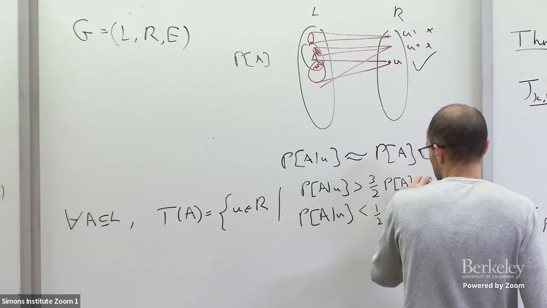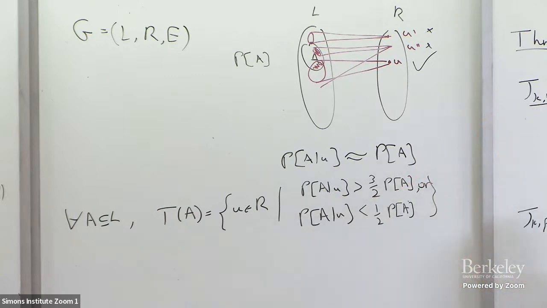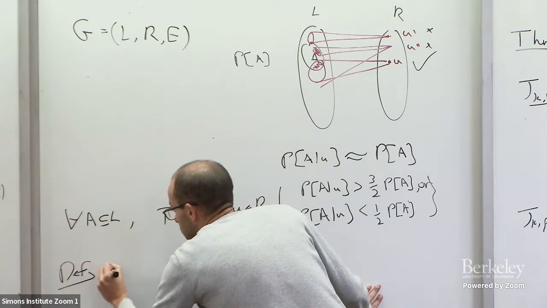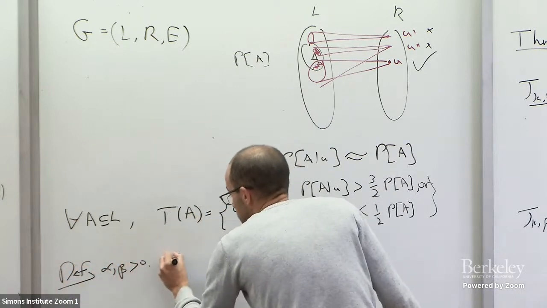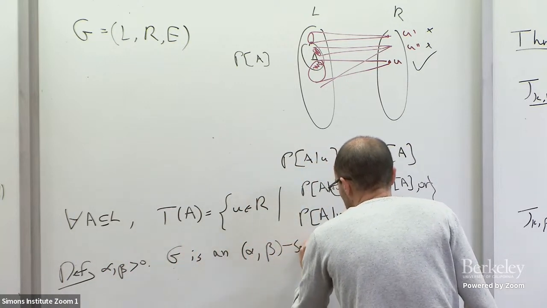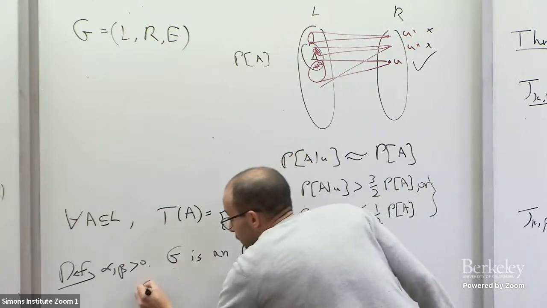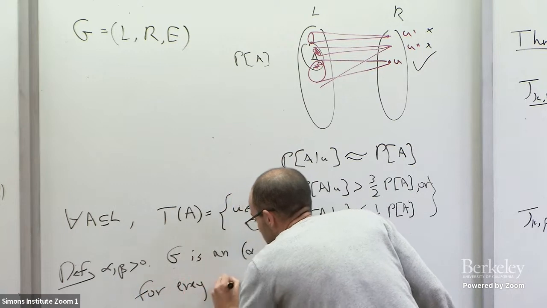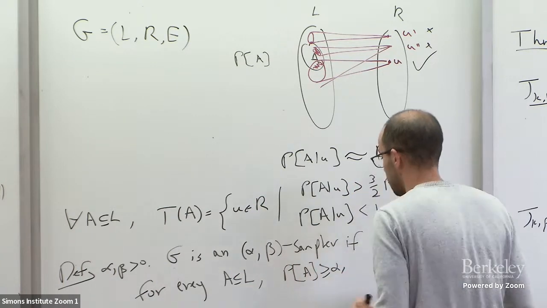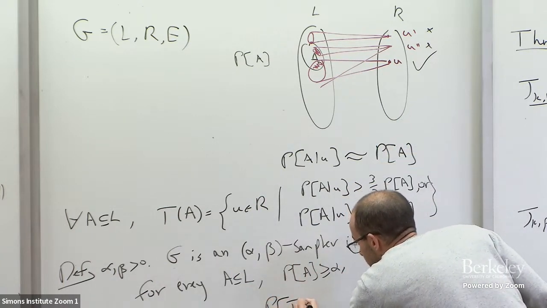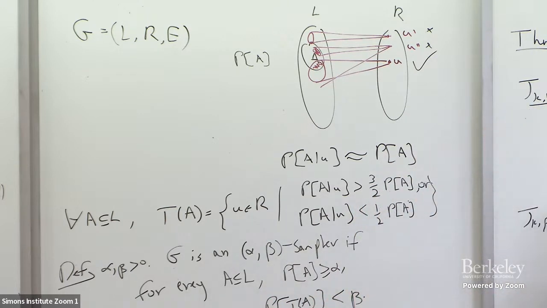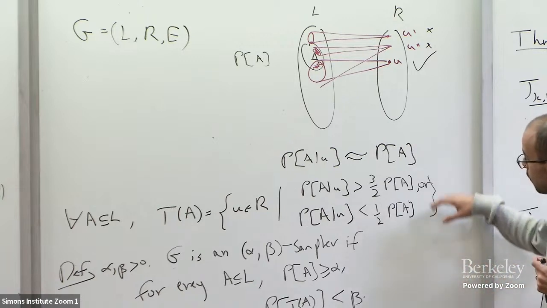So these are the vertices that sample A atypically. And for some parameters, alpha and beta, we say that G is an alpha-beta sampler if for every set A of probability at least alpha, so this is the set size bound, we have that at most a beta fraction of the vertices sample A badly. So for every A, most of the vertices will sample A quite well.